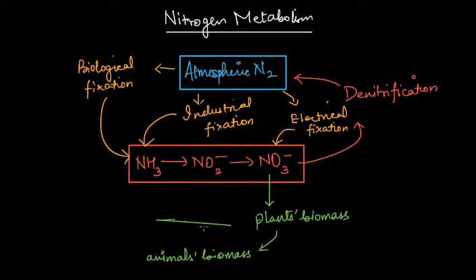Now both of them decay. So it contributes to the decaying biomass. Now, so what does the decaying biomass do? It degrades and converts itself back into simpler compounds, and these decaying biomasses get converted into ammonia, and the process is known as ammonification.